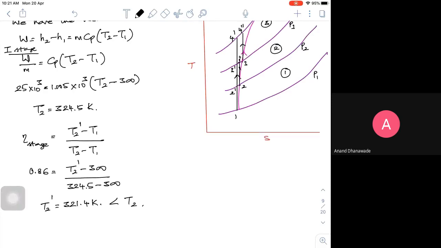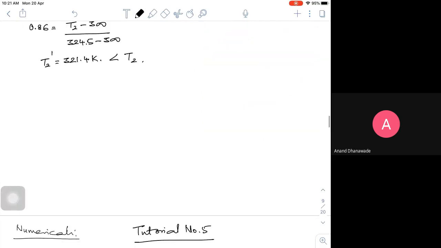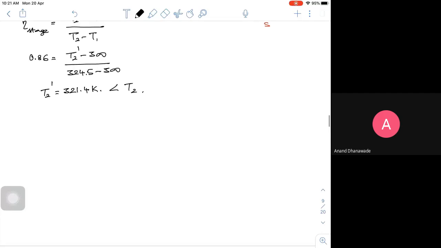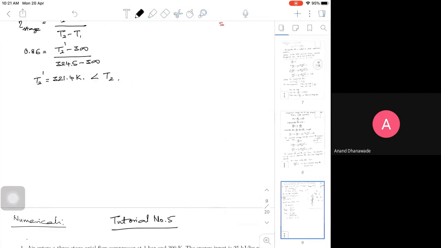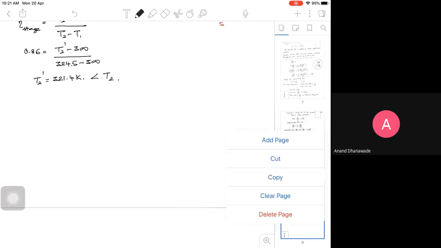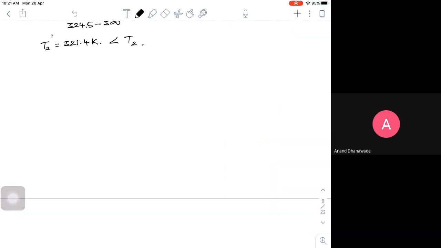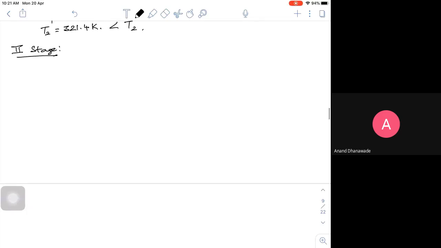Now if I go for the second stage, each stage I am trying to calculate. Second stage. So what is the corresponding work done? Work done is still the same. That is W by M is equal to Cp into T3 minus T2.